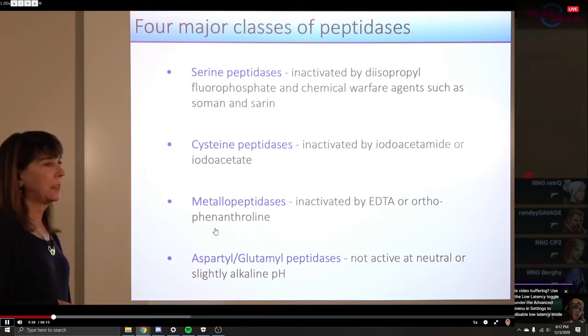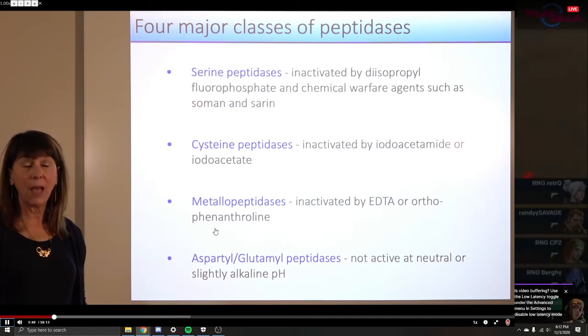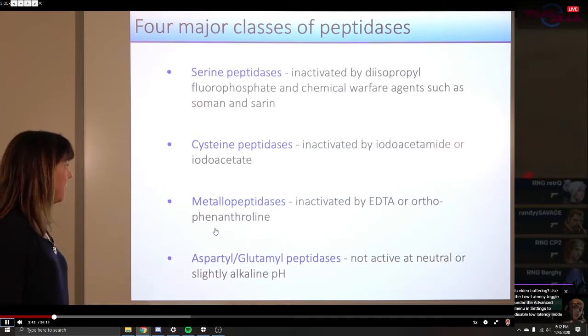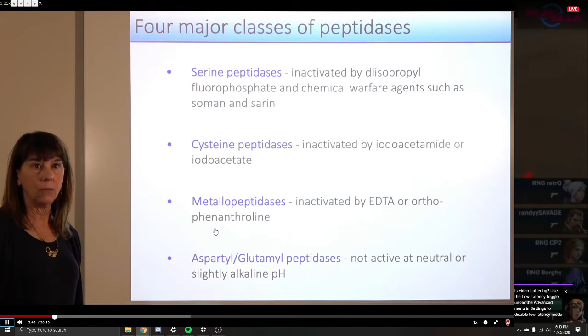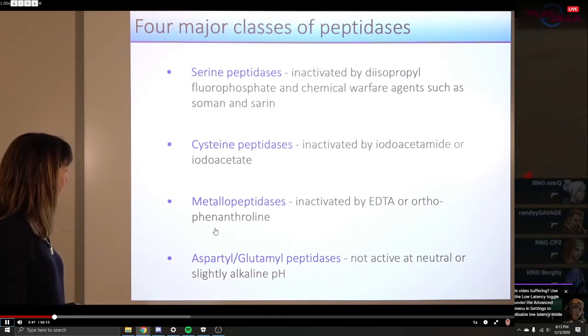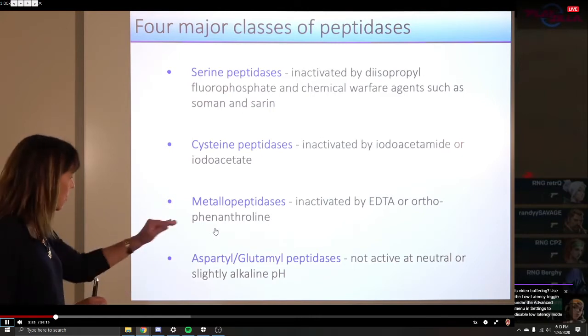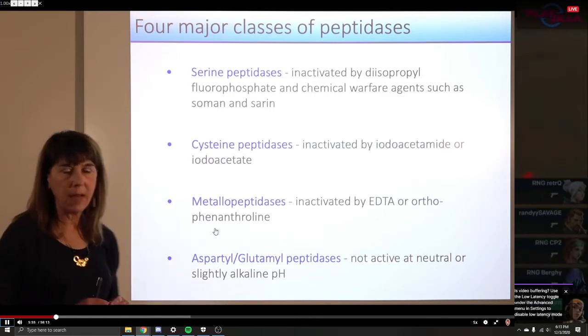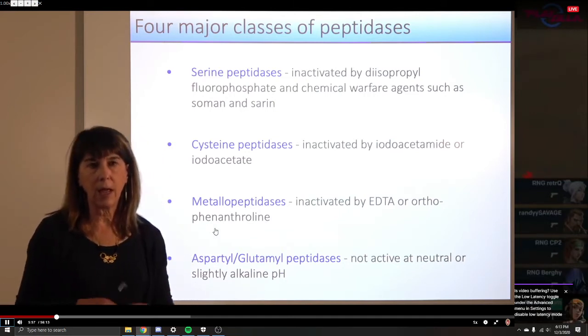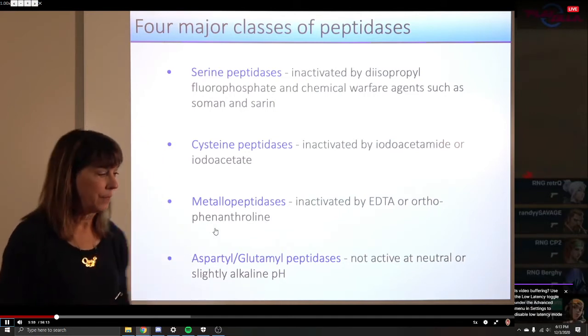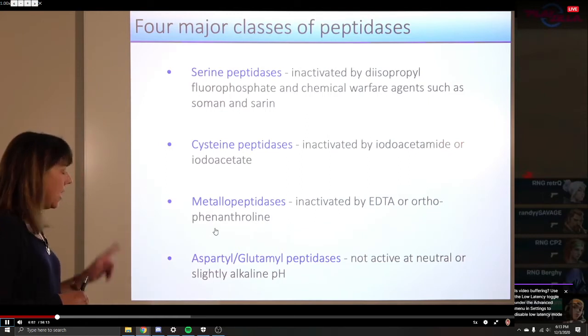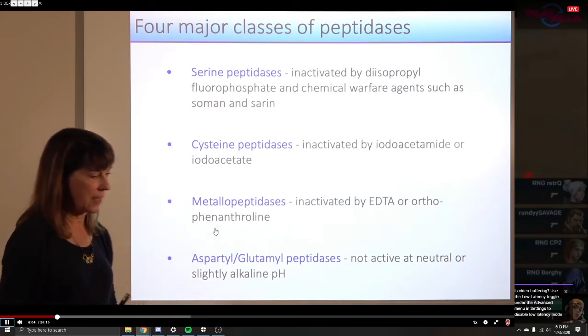Now the metallopeptidases, obviously they use a metal, and so you can inactivate them by, for example, EDTA, which chelates the metal. And then the aspartoglutamyl peptidases, they are not active at neutral pH or slightly basic pH. And so you can inactivate them by changing the pH. Those are the ones we will talk about on the last day of class, if you attend.